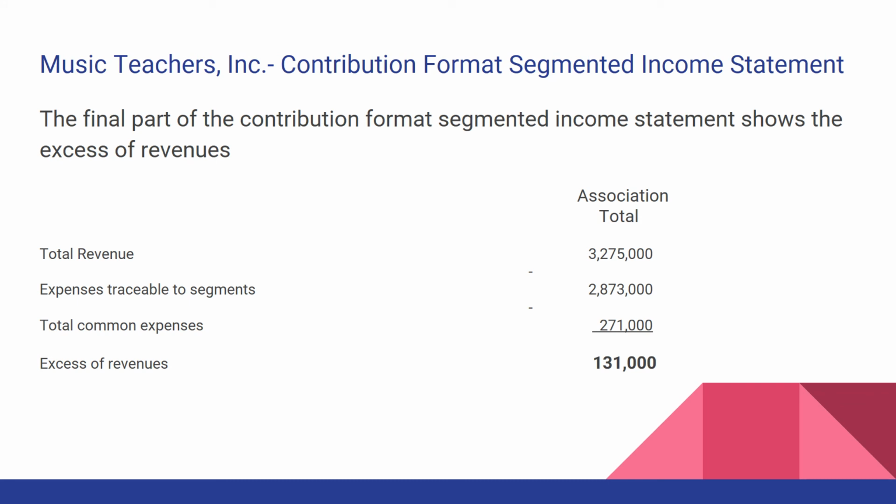Now this is the final part of the contribution format segmented income statement, which is going to show the excess of revenues. So the total revenue was $3,275,000. The traceable expenses to segments were $2,873,000, and the total common expenses were $271,000. So if we subtract those expenses from the revenue, we end up with an excess of revenues of $131,000, which matches the revenue and expenses statement from the beginning of the problem.